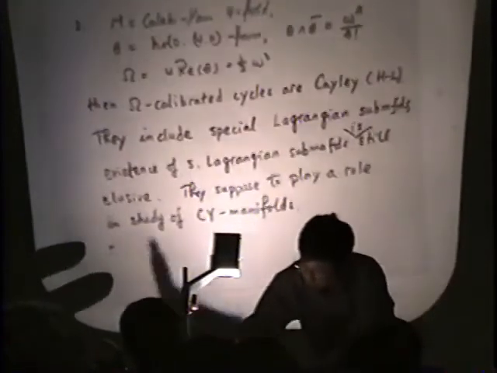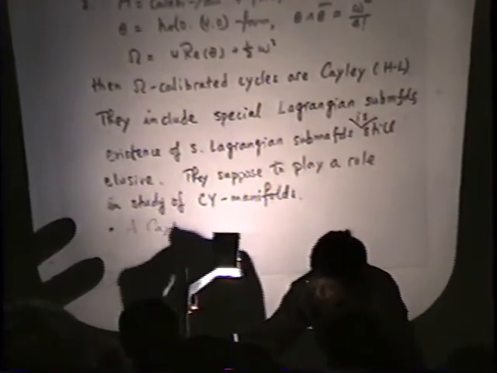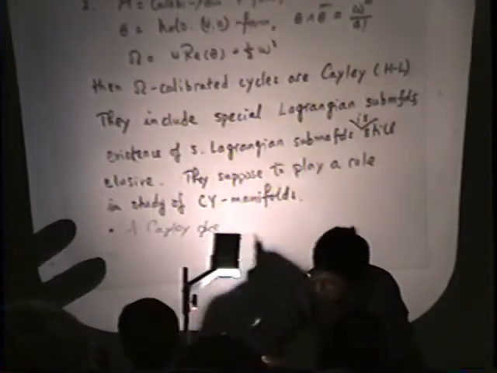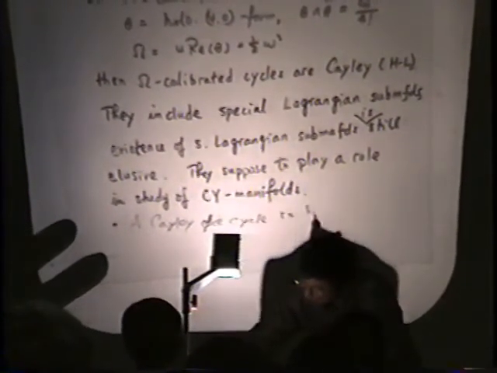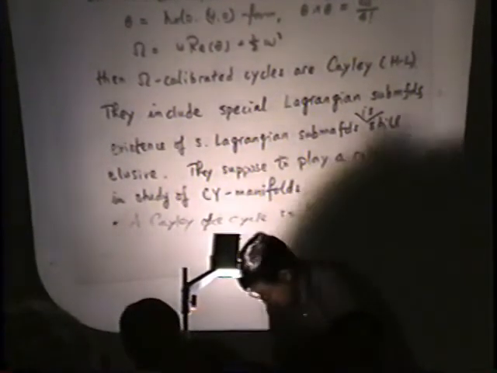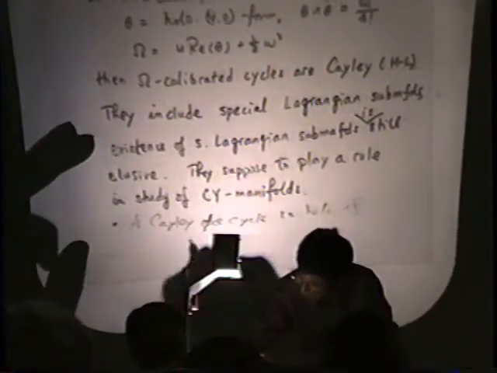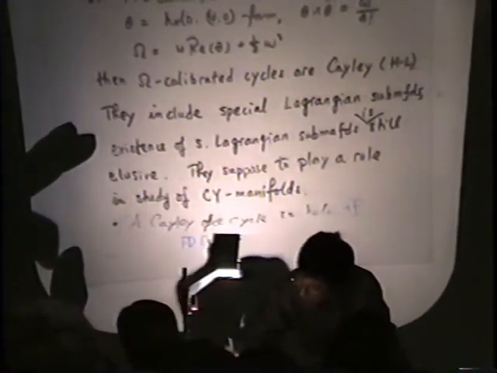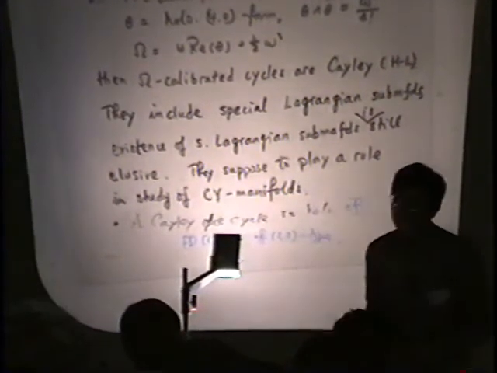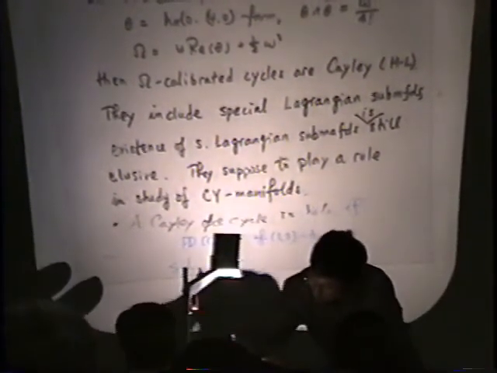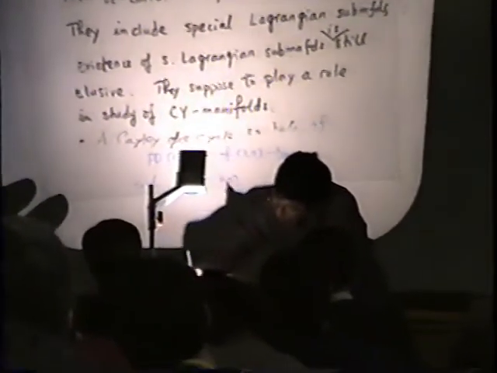So you can say a Cayley cycle is a holomorphic cycle if you have this condition: if the Poincaré dual of this cycle is of type (2,2). And it is a special Lagrangian if it is of type (4,0). So you do have a similar homological condition to characterize the holomorphic ones among the general Cayley ones.